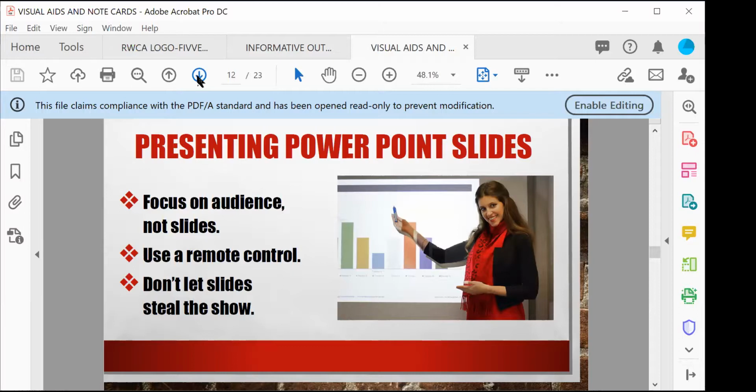Okay, you are the big show, not the slides. They're there to help you, to complement, supplement, illustrate, and simplify. That's what it's there for.